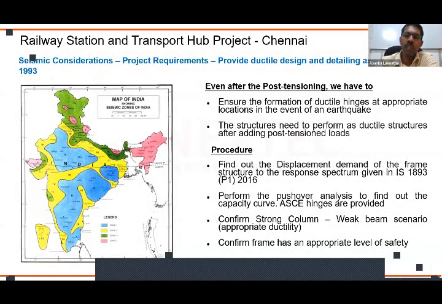We found out the displacement demand of the frame structure from the response spectrum given in IS 1893. That is, we applied the response spectrum to the structure and evaluated its displacement demand. This we use from the response spectrum given in the IS 1893 Indian Code. After performing the displacement demand analysis by response spectrum analysis, we perform the pushover analysis to find out the capacity curve.